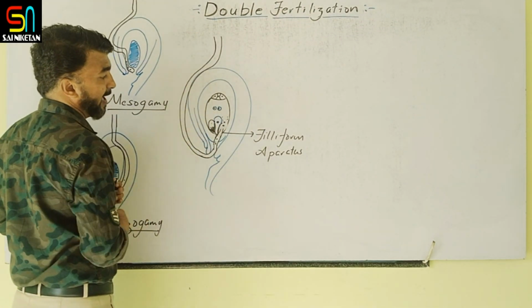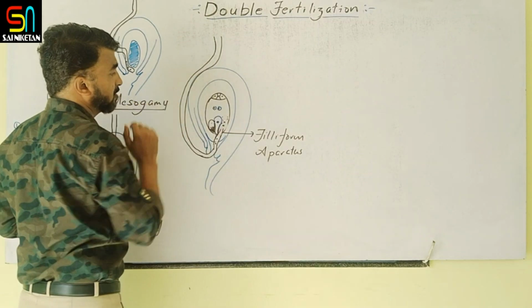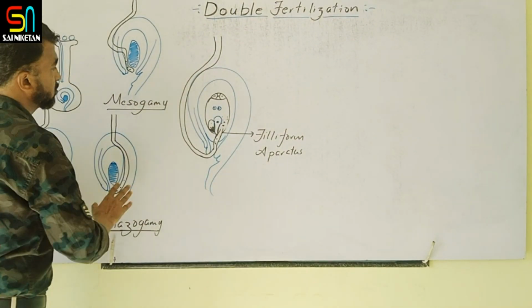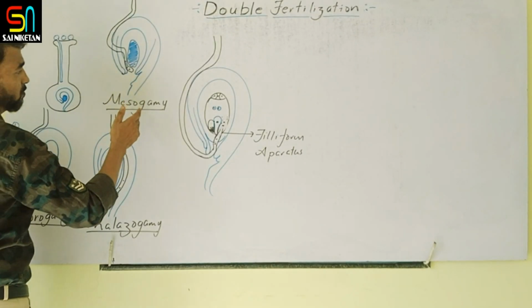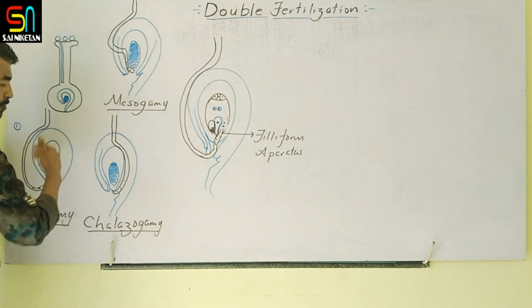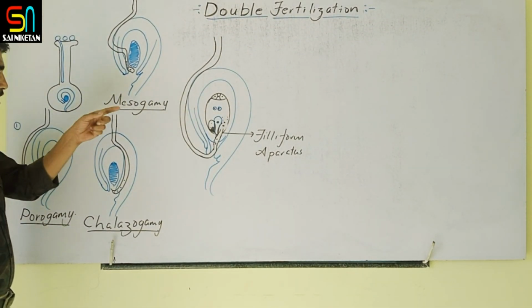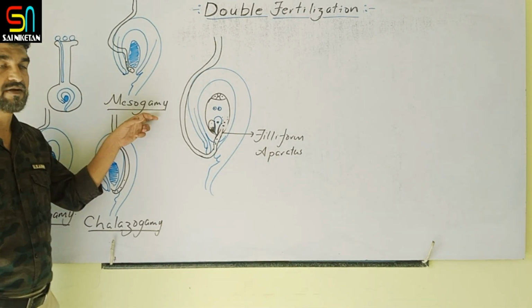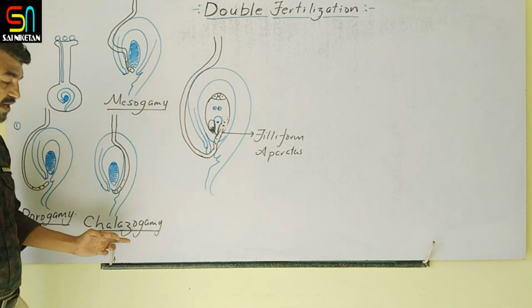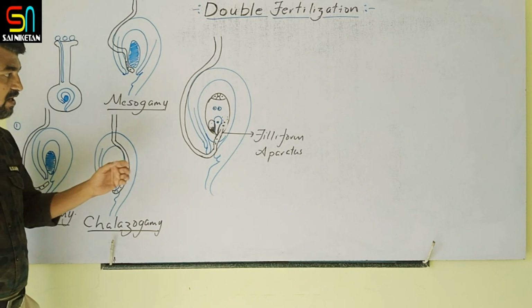So what will happen next? That is nothing but double fertilization. Before that, you must know the types of entry of the pollen tube into the ovule: either porogamy from the micropylar end, or mesogamy from the integument, or chalazogamy from the chalazal end.